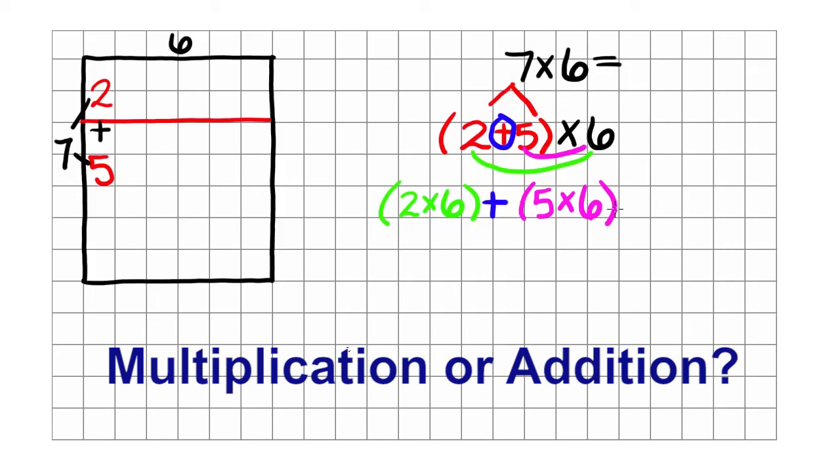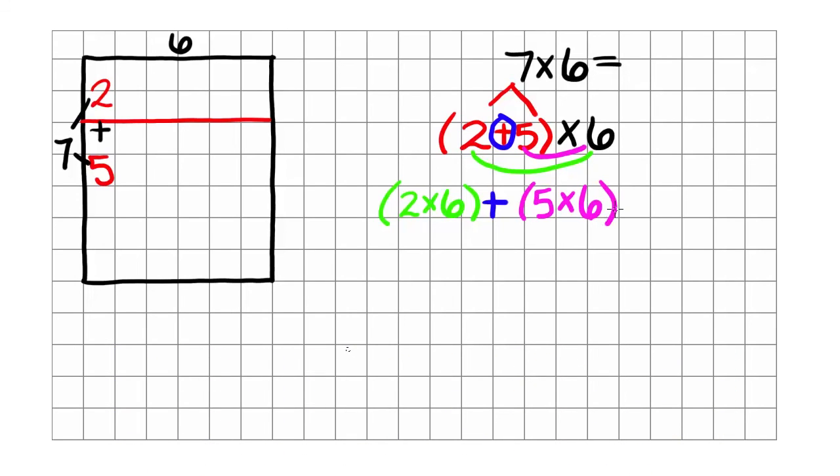Remembering that I'm finding the area, that reminds me that I need to multiply the numbers in parentheses first. So first I would do 2 times 6, which is 12, and 5 times 6, which is 30. And then finally, I would add those 2 numbers together for a total of 42. A solid understanding of this property is key in helping your child to make sense of multiplication in 3rd grade and beyond.